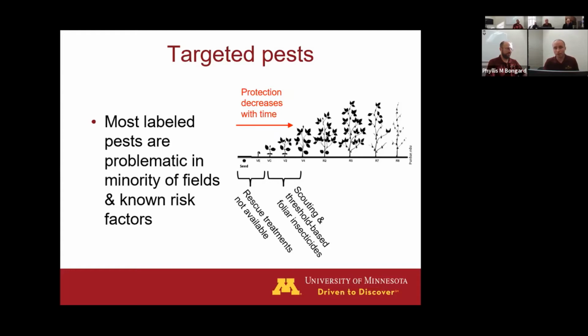As we get a little farther into the season, remember that protection from the seed treatment is decreasing. And for a lot of these earlier season pests that might be feeding on those earlier vegetative stages, because that protection is decreasing, some of the other management tactics like scouting and threshold-based foliar insecticide applications could sometimes be a better option.